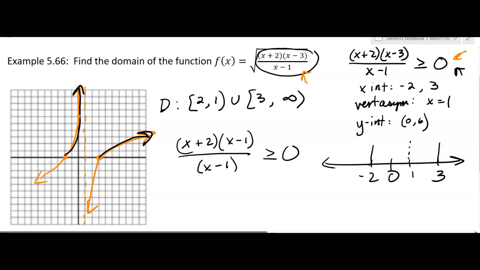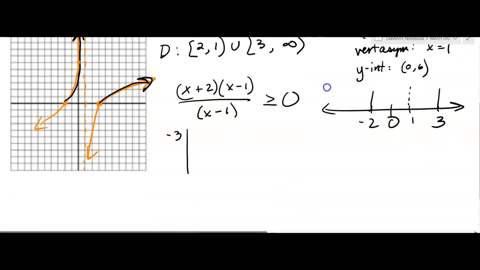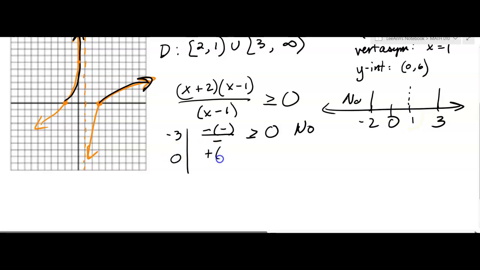So you could plug in a -3, which would give you, let's see if I can scroll this up a little, a negative times a negative divided by a negative. Is that greater than or equal to 0? No. Then you can try a point between -2 and 1, so maybe 0. That would give you a positive times a negative divided by a negative. Is that greater than or equal to 0? Yes.